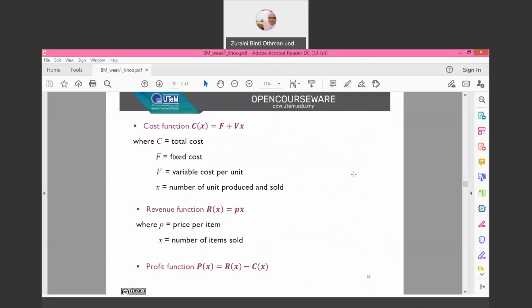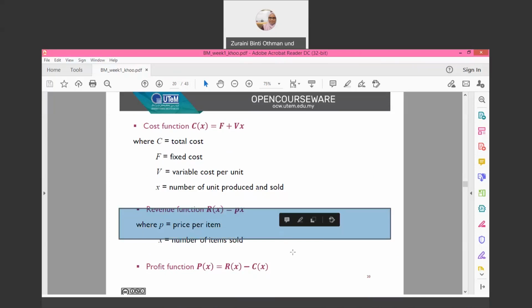Okay, so cost function. Okay, this is the formula for cost total, and this is the fixed cost, then variable cost per unit. Okay, then this is the revenue function, which is price per item, and x is items sold, and profit function is Rx minus Rc, which is revenue minus cost function. Okay, this is the formula.